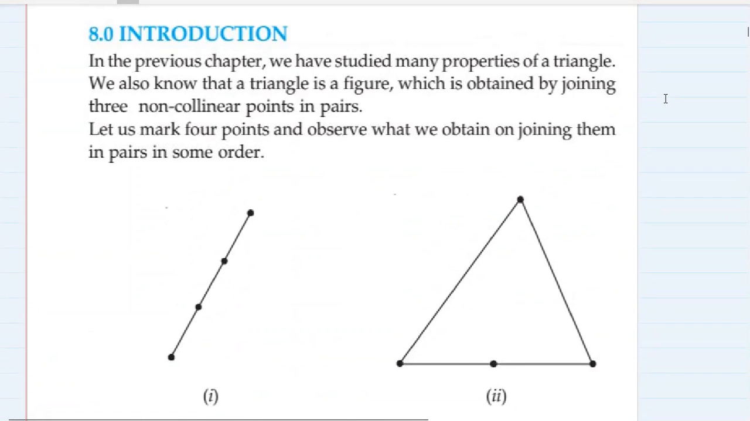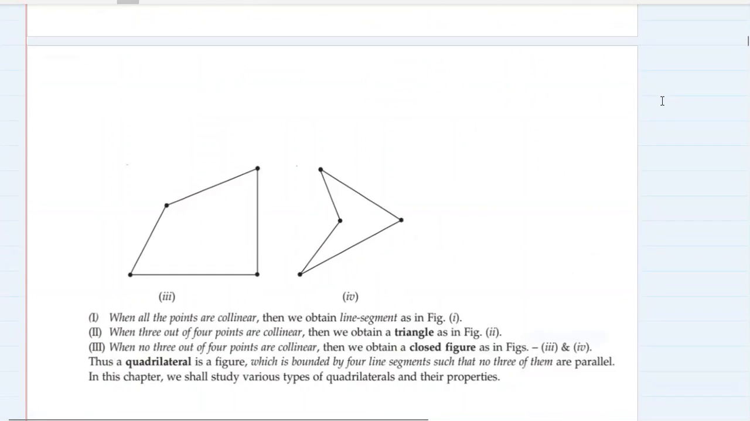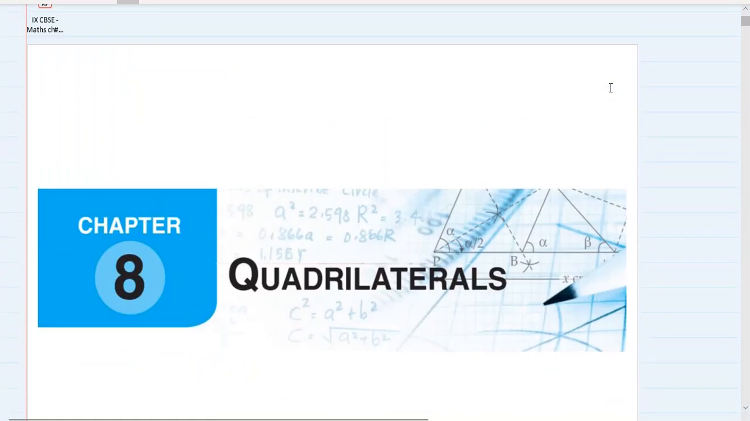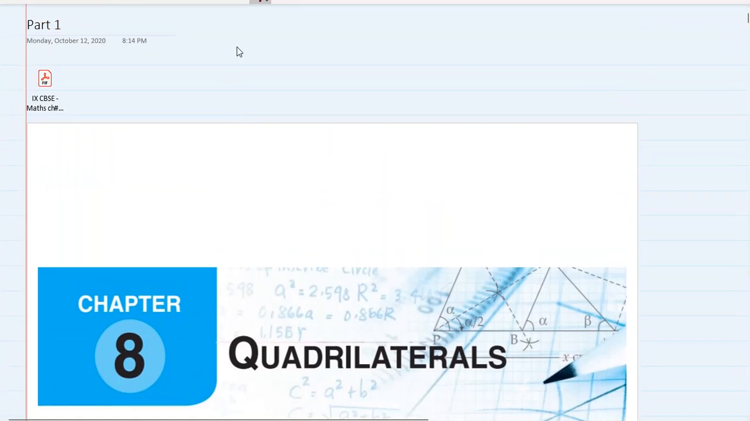So what happens is when there are four non-collinear points, and if you join them, you get a closed figure bounded by four line segments. क्वाड्रिलैटरल में ये जो वर्ड है क्वाड, क्वाड का मीनिंग क्या होता है?